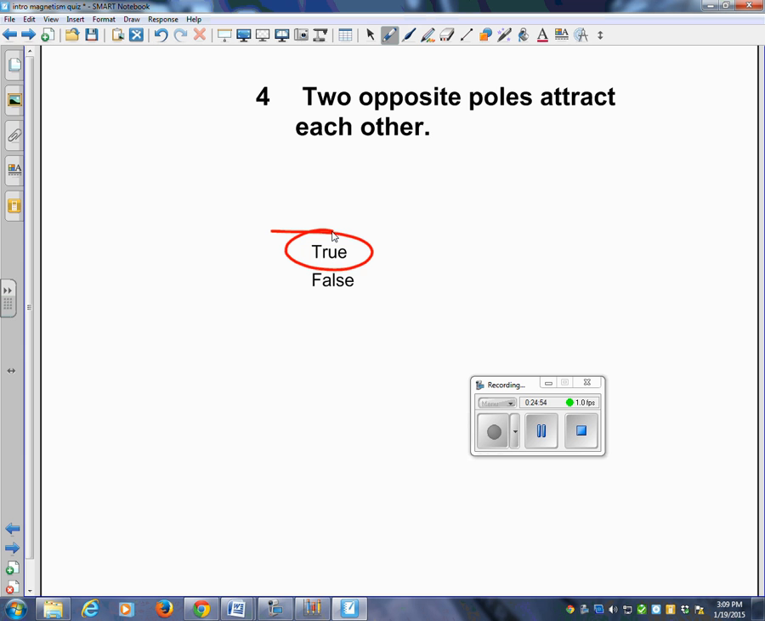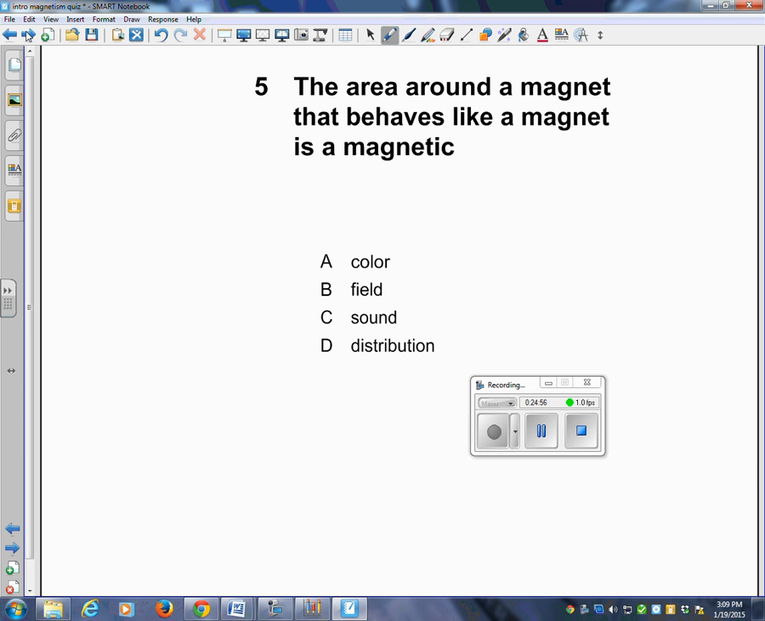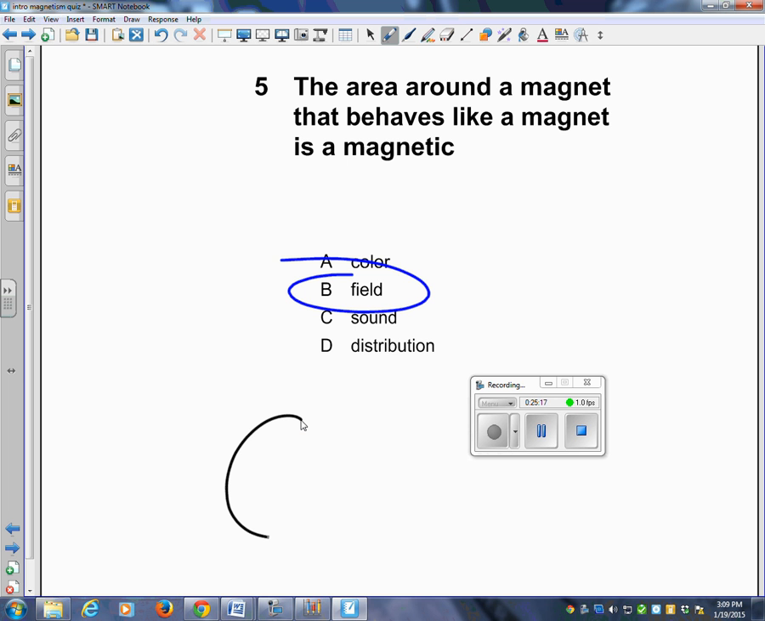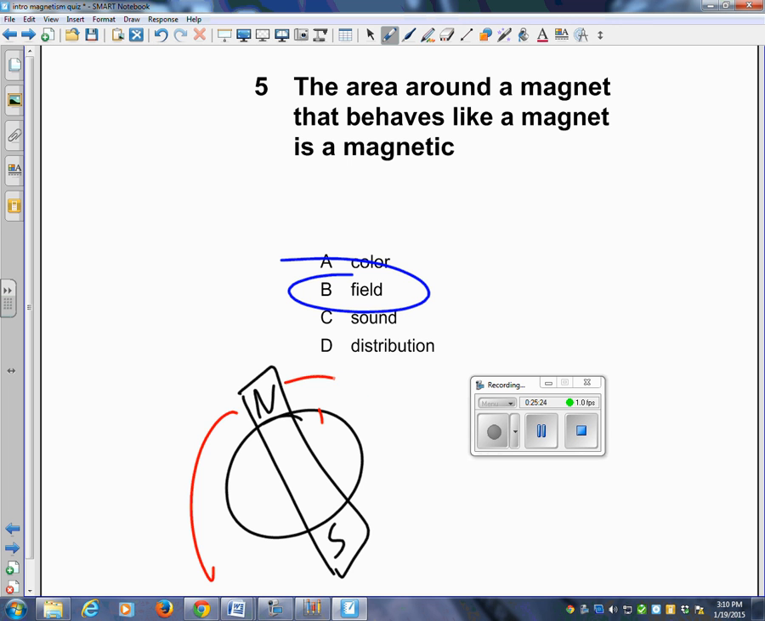The area around a magnet that behaves like a magnet is a magnetic field. Please tell me everyone got it right? Yay. Magnetic field. So what that means is that the area around, right? Because here's the Earth. The Earth basically has a giant magnet in it, and the area around it is magnetic. A magnetic field. It behaves like a magnet. That's why your compass points north.